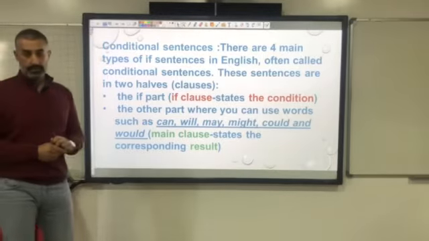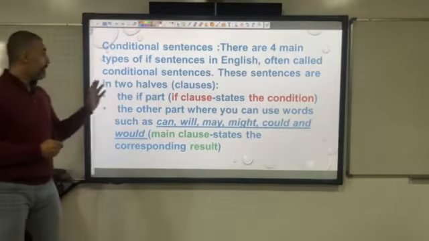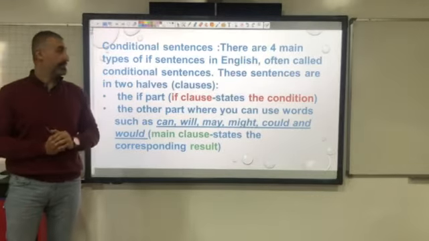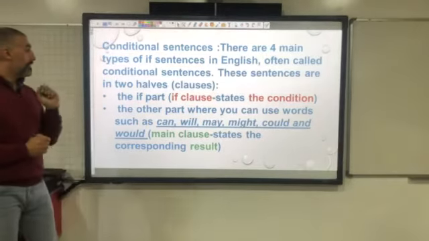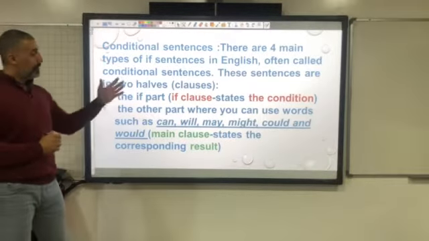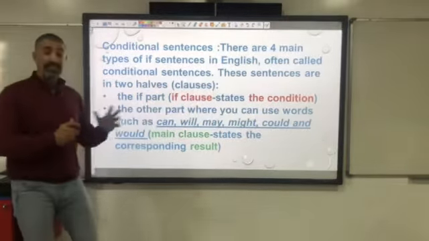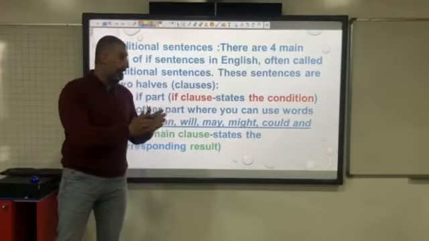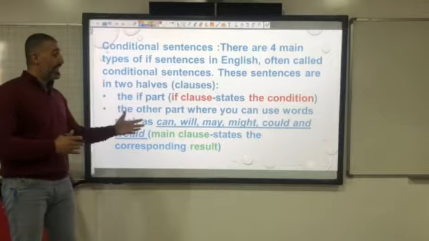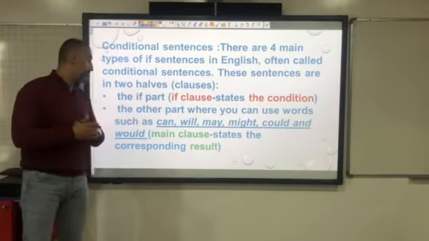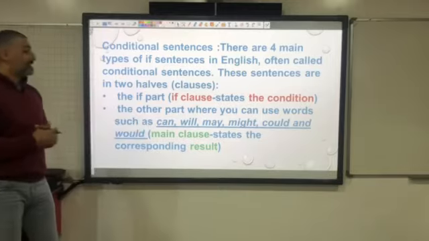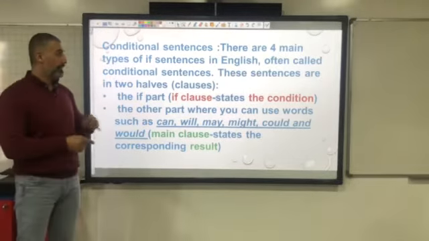Conditional sentences. Actually, there are four main types of if sentences in English, often called conditional sentences. These sentences are in two halves, or two clauses. The if part, or what we call the if clause, states the condition part of the conditional sentence. And the other part, where you can use words such as can, will, may, might, could, and would, is also called the main clause, and it states the corresponding result of the if clause.